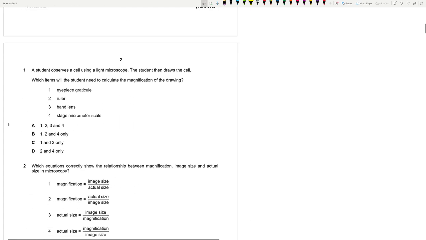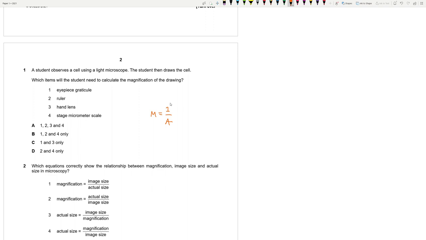A student observes a cell using a light microscope. The student then draws the cell. Which items will the student need to calculate the magnification of the drawing? So, when you're observing the cell using the light microscope, the student then draws the cell, right? So magnification is image length by actual length. That's the formula, M is equal to I by A, the mnemonic MIA.